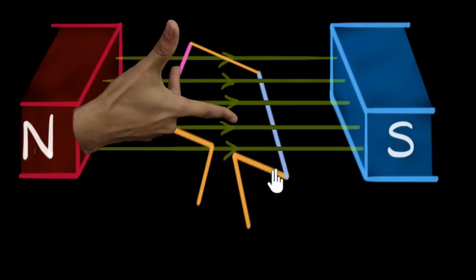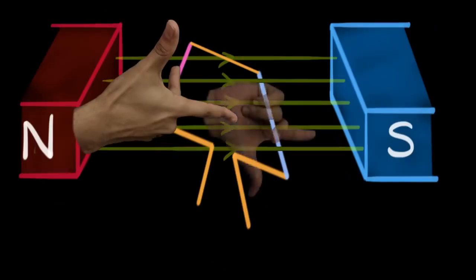Similarly, the blue wire is moving downwards. So the thumb will be pointing down. The forefinger will still be pointing to the right. And so if we arrange our right hand over here, it will look like this. The middle finger is pointing out of the screen. That means the current in the blue wire will be coming out of the screen.